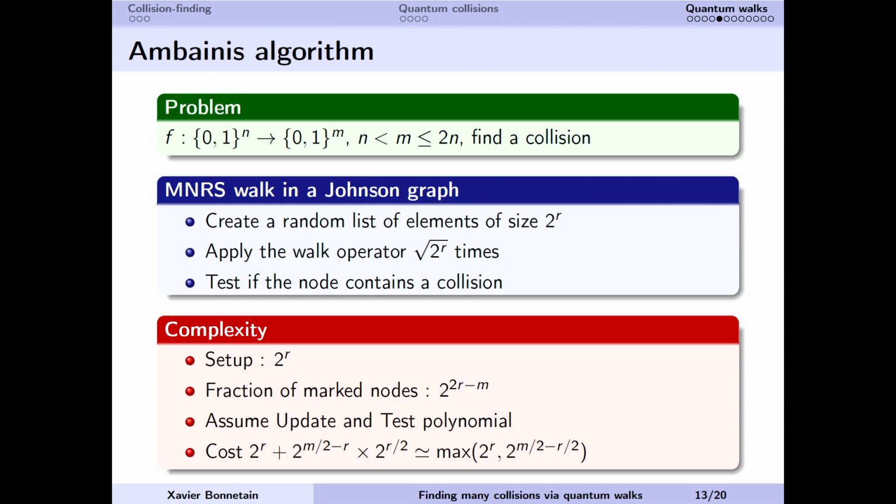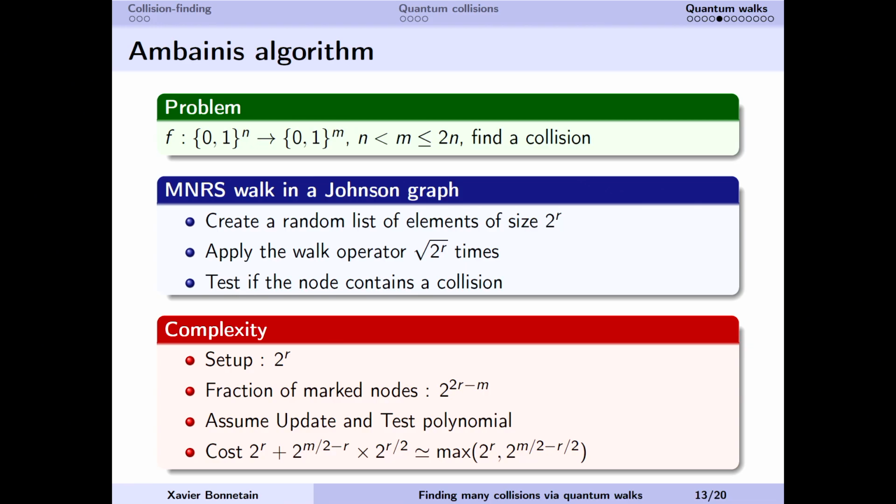So we have our function from n to m bits, and we want to find a collision. To do so, we do a quantum walk in a Johnson graph. We have the same principles as for the classical walk. The only thing is that the cost will be lower. So instead of 2^r and 2^(m-r), we obtain a cost that is the max of 2^r and 2 to the square root of the classical cost, so 2^(m/2-r/2). And here, this balances at 2^(m/3), which is actually optimal because it matches the quantum lower bound.